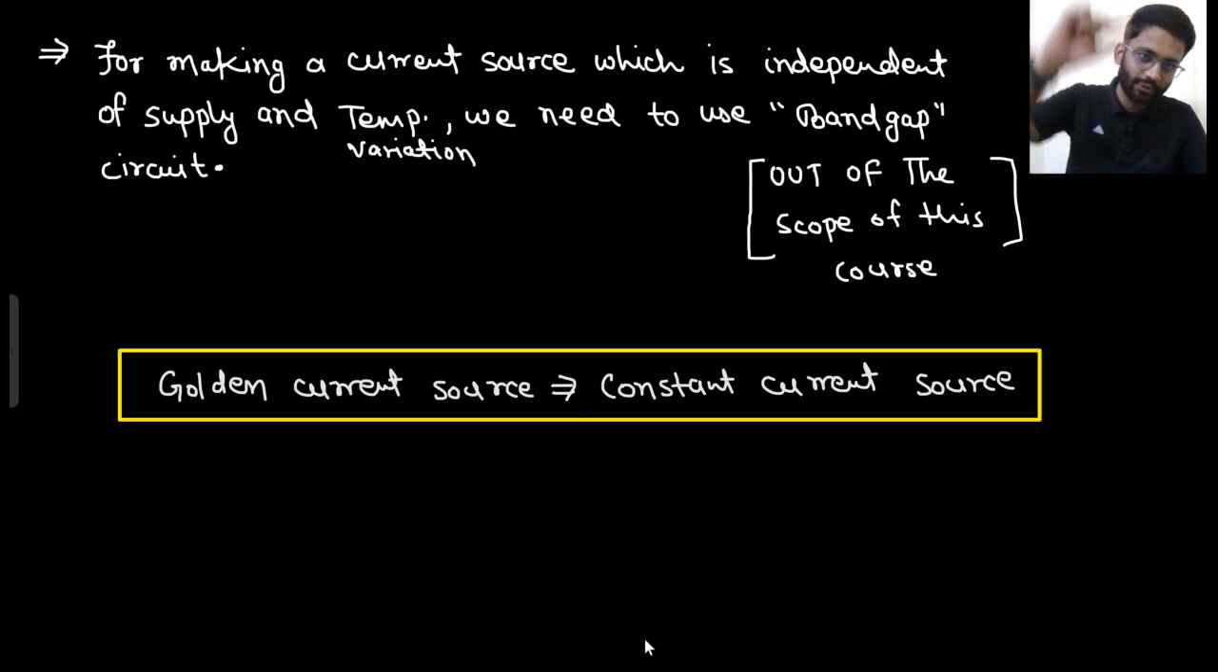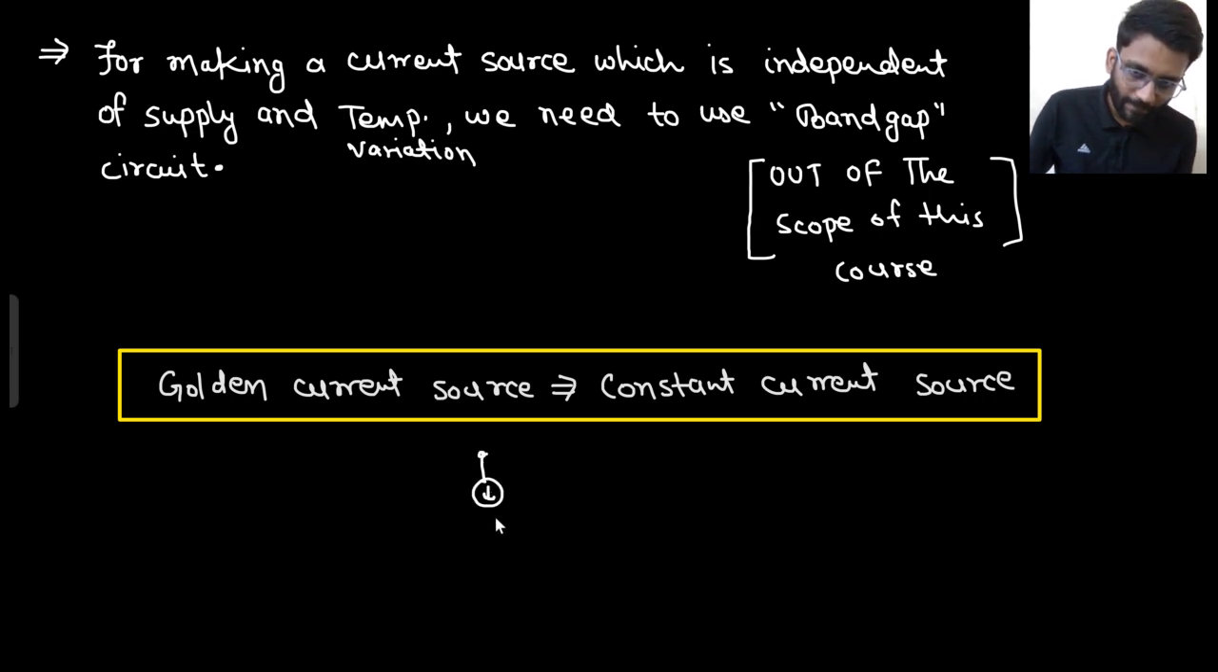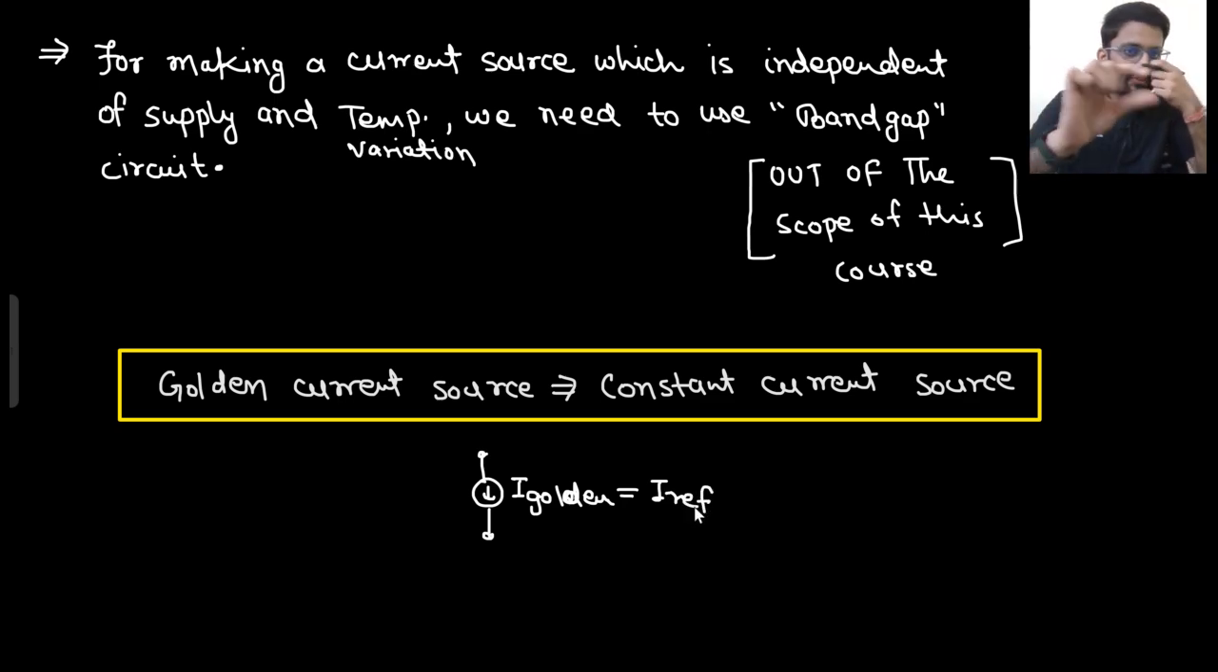Now you have that current source with you. Now you have a constant current source with you. You have a golden current source, I golden, or sometimes we call it I reference. You have that reference current source. Now using that current source, you need to make more current sources. This is your target. And for that we use current mirror circuit.